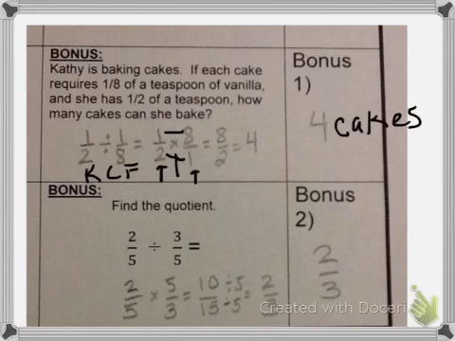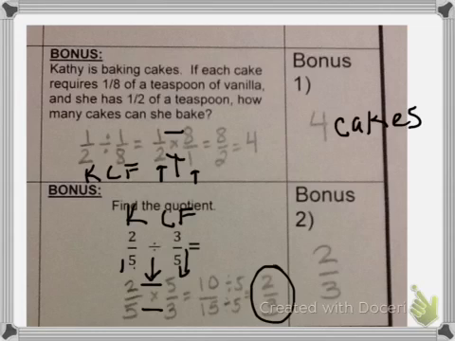Find the quotient 2/5 divided by 3/5. Again, we're going to follow keep, change, flip. Keep the first fraction, change division to multiplication, and flip 3/5 to become 5/3. When we multiply 2 times 5, we get 10. When we multiply 5 times 3, we get 15. And both 10 and 15 are divisible by 5, so we're going to reduce it. It becomes 2/3.